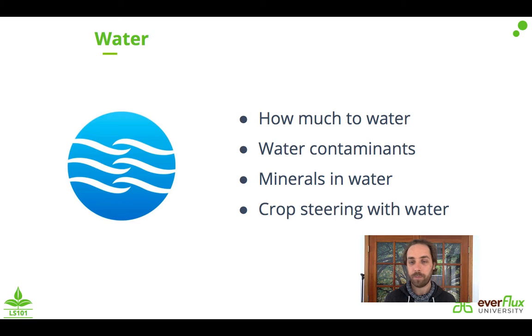stay in your water. And then if you get really advanced, you can actually start to crop steer with how much water you give your plants. A specific example of this is some growers have found that drought stressing their cannabis plants will lead to higher THC percentages. Now you have to know at what time to do that and how to do it well so you don't unnecessarily stress your plant, but it can be effective.